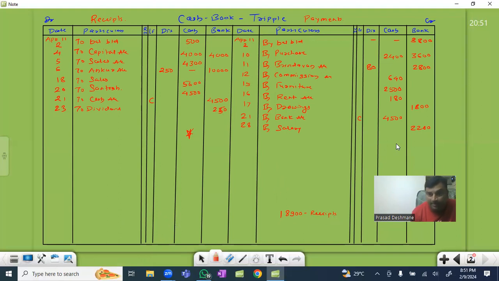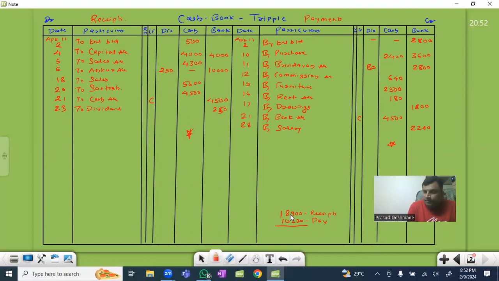Then I'll do the total of the payments also. I made some payments in this month, and that also needs to be taken into consideration. 2,400, 640, 2,500, 180, and 45, 10,220. These are the payments I made during this month. So I got somewhere 18, 19,000 receipts, and I made payments of something like 10,000 rupees.